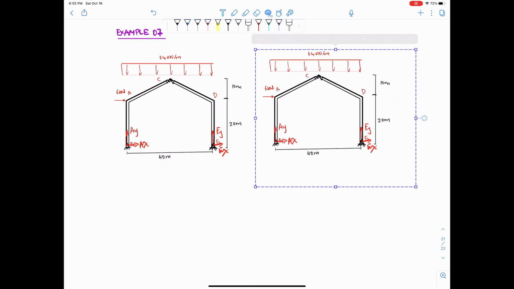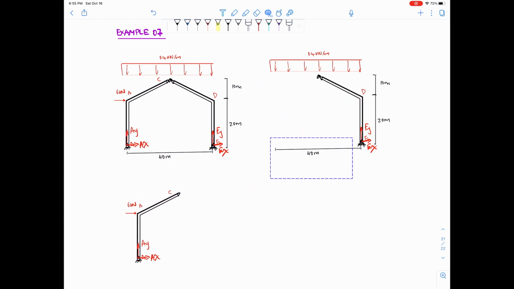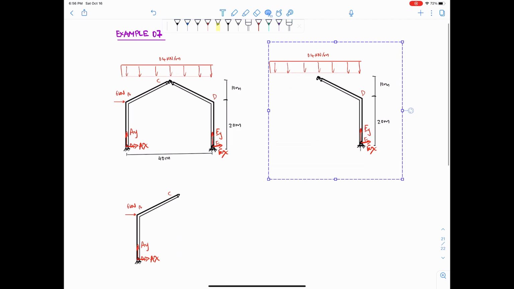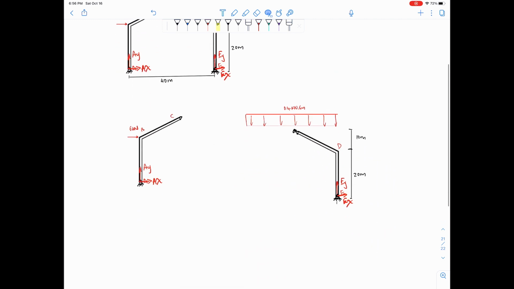Alright, since this is a problem with a hinge, we are okay to break it up into two systems. So one system is going to be this half. Let's move that down here. And the other half is going to be this half. We can split this up into two systems and solve them separately, but just remember that this distributed load has to go on both of them.